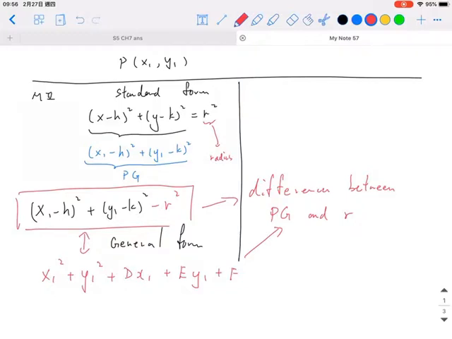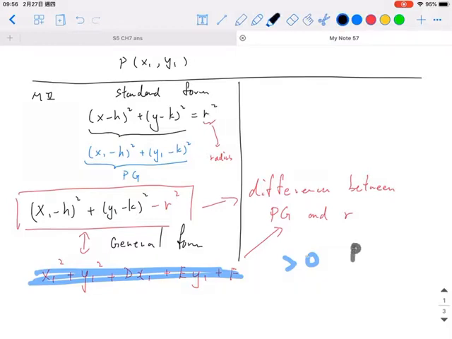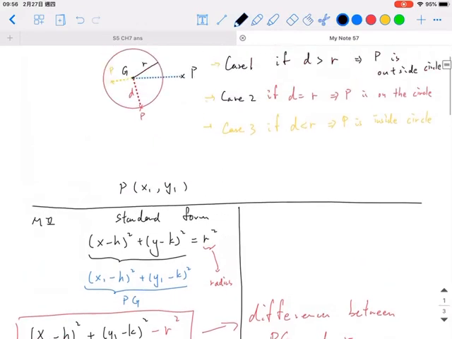So if this result is greater than 0, that means P is outside the circle. If this is equal to 0, P is on the circle. And if less than 0, then P is inside the circle. So there is method 2 to show whether the point is inside, outside, or on the circle. That's the end of the concept of the points related to the circle.